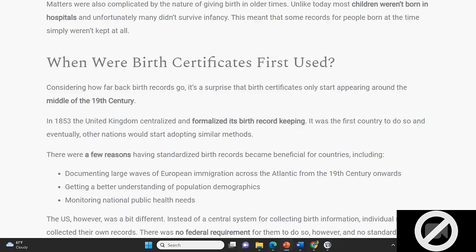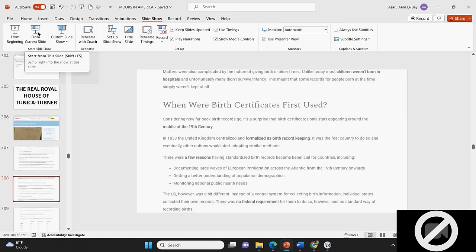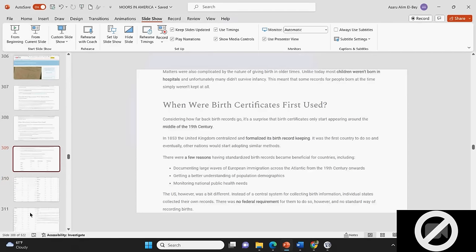The United States, however, was a bit different. Instead of a centralized system for collecting birth certificates or birth information, individual states collected their own records. There was no federal requirement for them to do so, and no standard way of recording births.